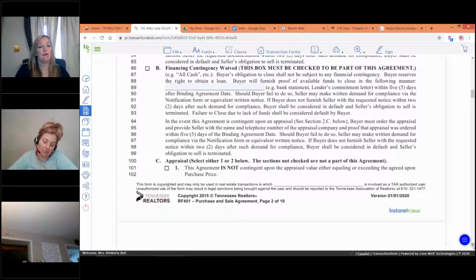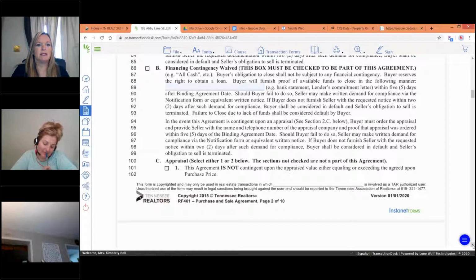But if for some reason they haven't, as soon as they make written demand, you need to call the lender and say what is going on, and we need to go ahead and get that on the books and find out who it is and what they're doing. And so you can get that from the lender, be in compliance.